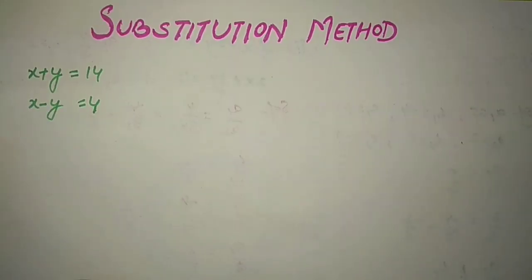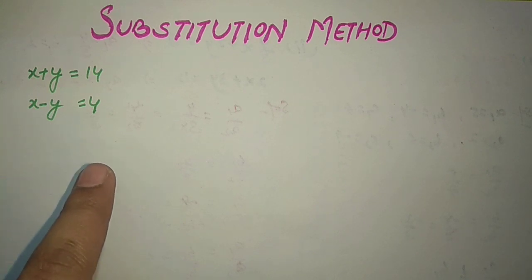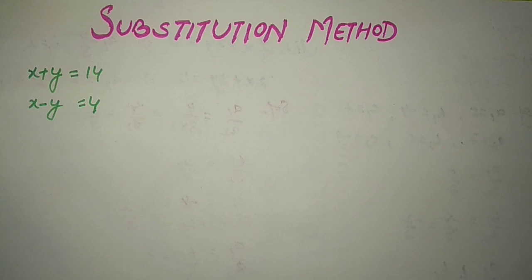So here is our first question, that is x plus y is equal to 14. This is the first equation, and next is x minus y is equal to 4. We have to solve these equations and find the value of x and y by using the substitution method. So what is the substitution method? By its name only we get that we have to substitute something.